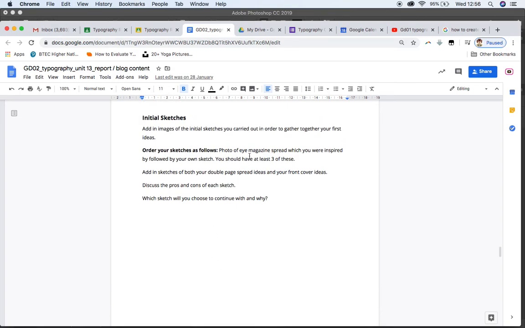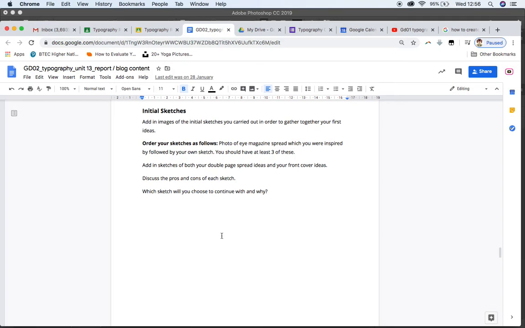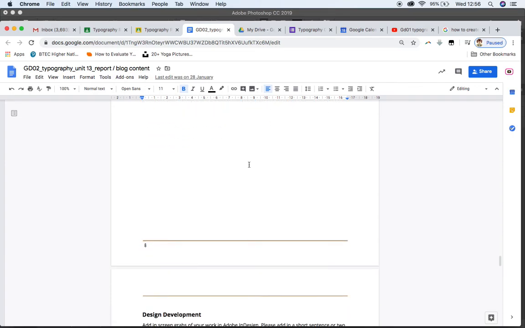Now, when you read the instructions here on page 8 and 9, it's going to be all about iMagazine. Order your sketches as follows. Photo of iMagazine. Ignore the iMagazine part, okay? What I'm talking about is information related just to the typeface, okay? So hopefully that won't be too confusing.